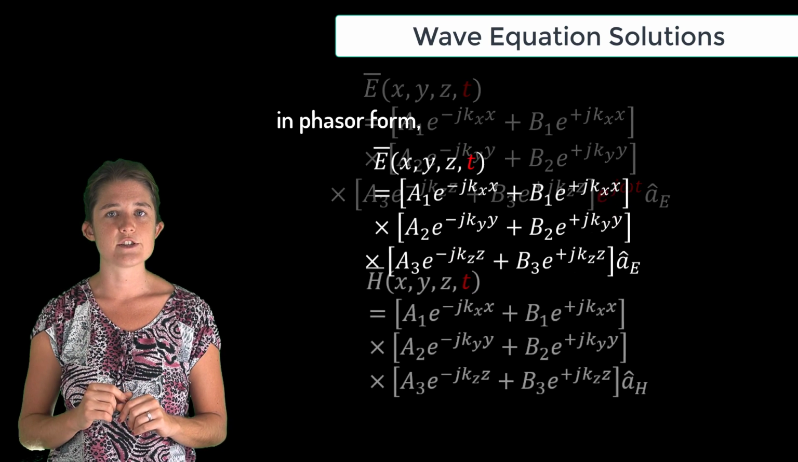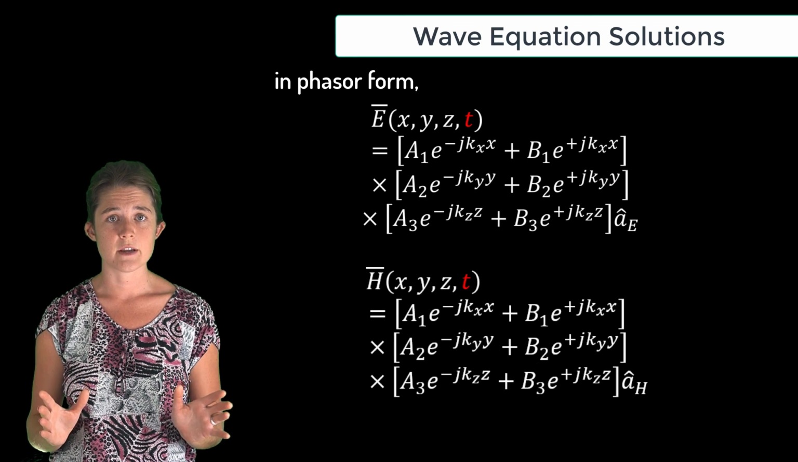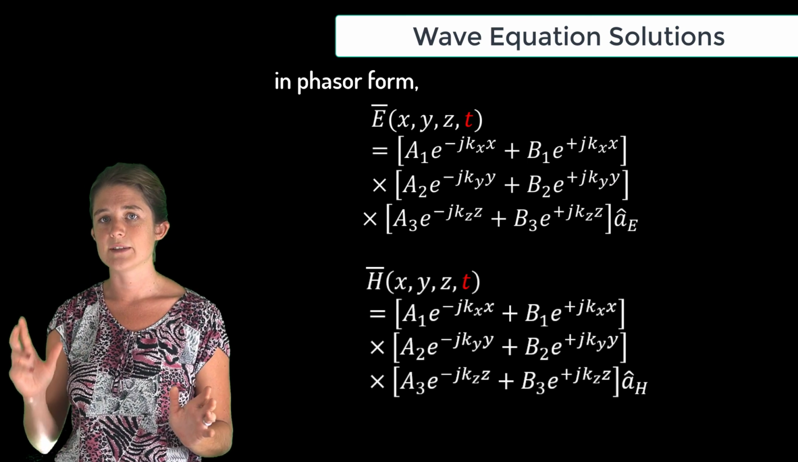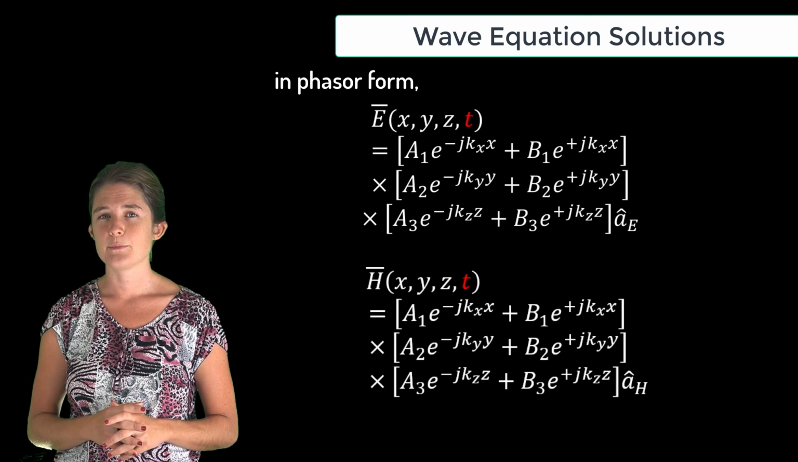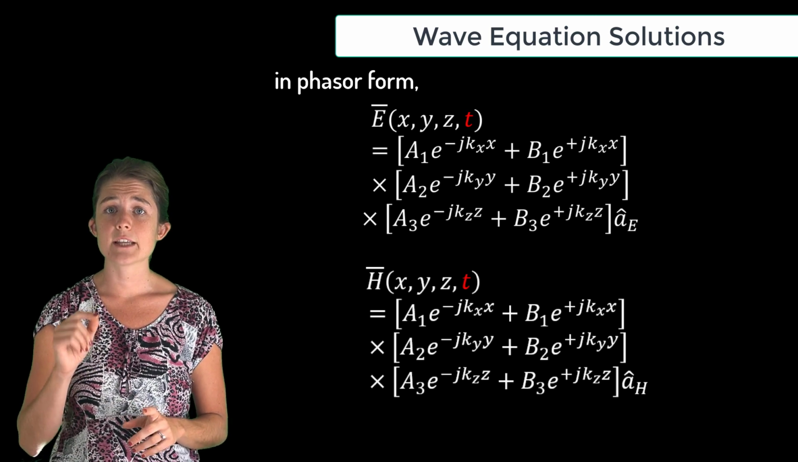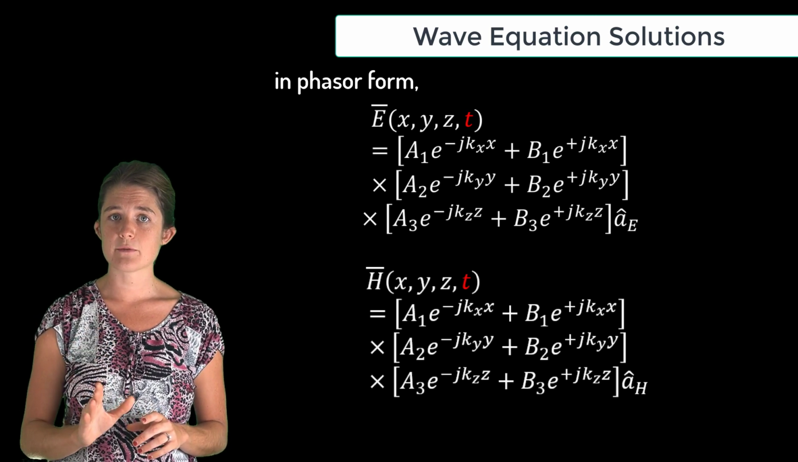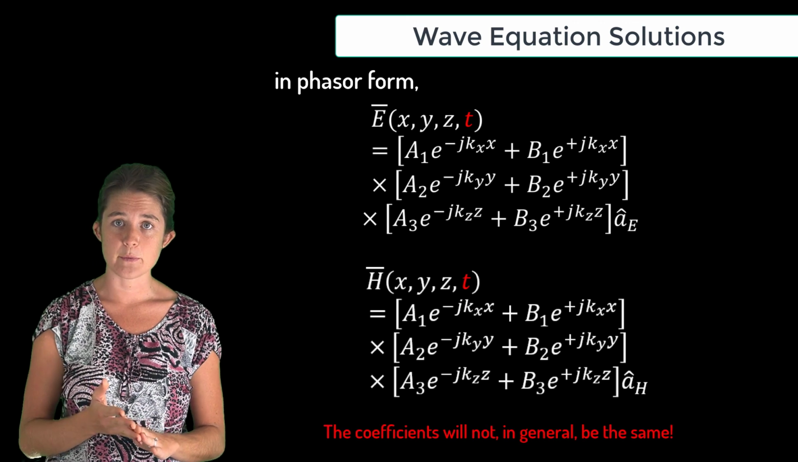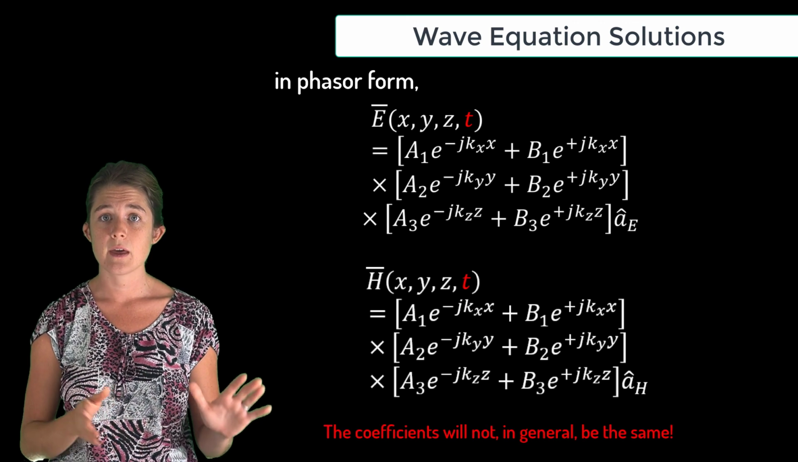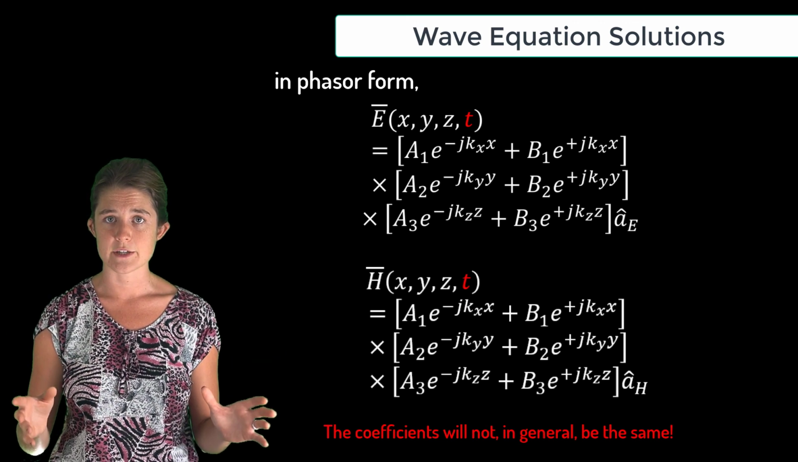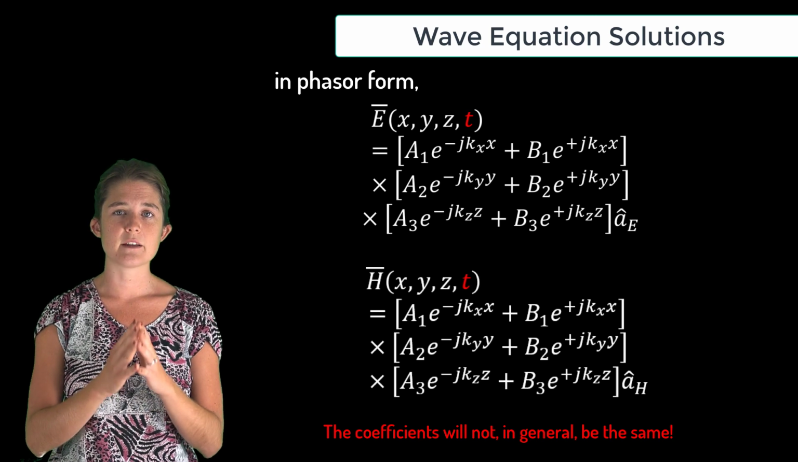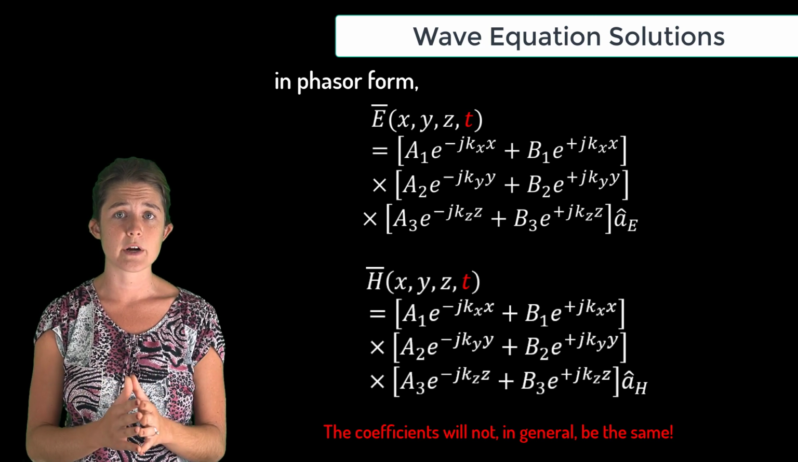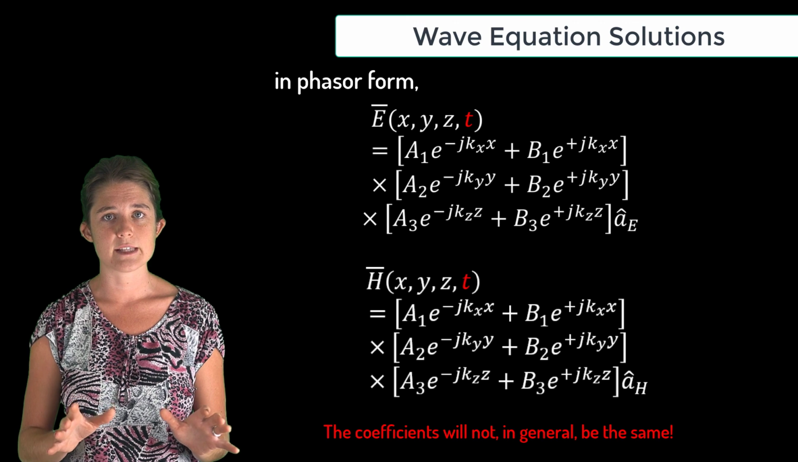And since E and H satisfy the same differential equation, the magnetic field solution will have the same form. Be careful though. They have the same form, but when you start solving for the coefficients, A1, B1, A2, B2, and so forth, they will be different for the two equations. The coefficients depend on the physics of the specific problem you're working on and are not generally the same for E and H.